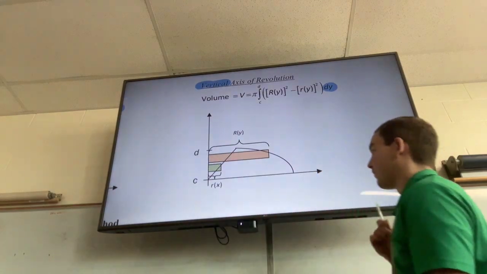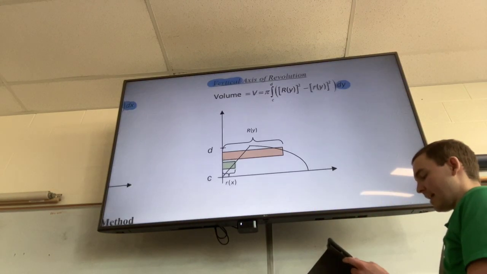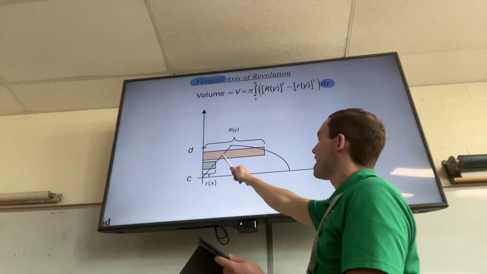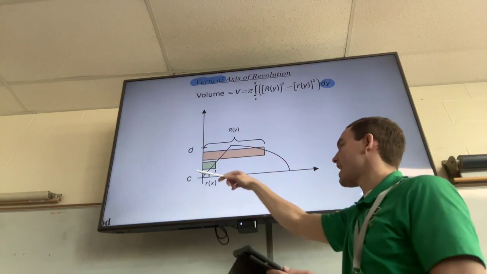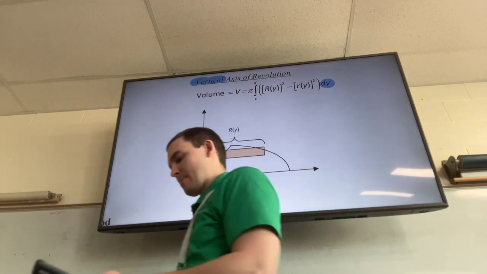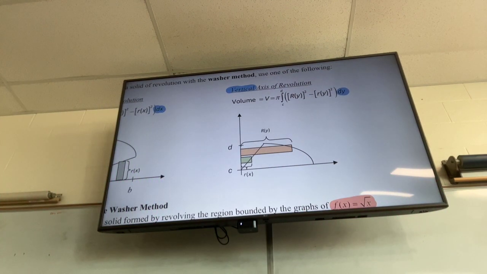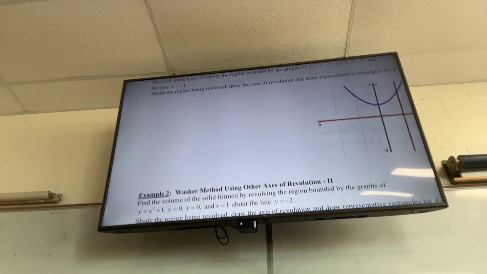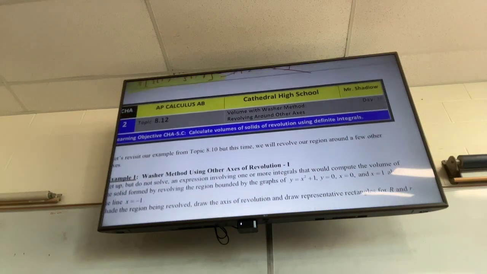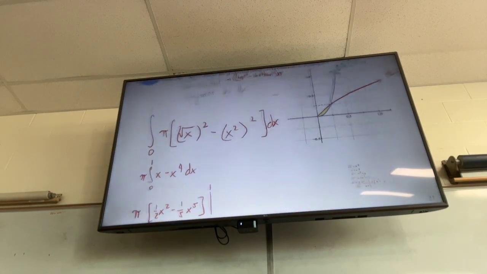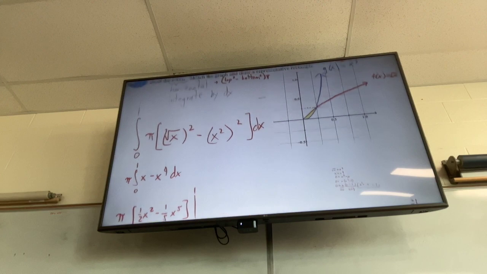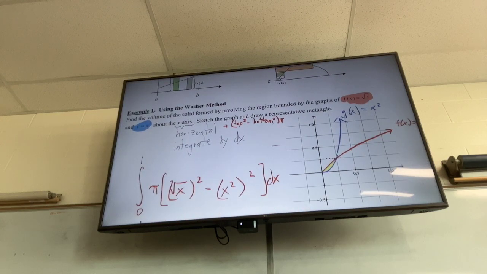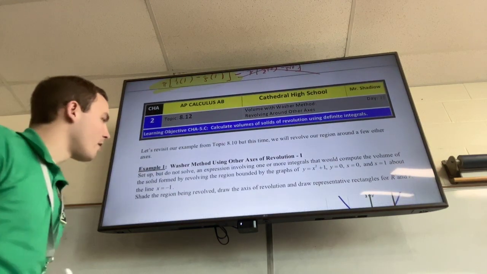When our axis of revolution was vertical, we did an integral with respect to y. We did the right function squared minus the left function squared times pi. We integrated that from the bottom to the top of the region. Vertical, you do y, bottom to top. Horizontal, you do x, left to right. That was the washer method. Now we talked about doing the washer method revolving around other axes. Up here in 8.11, the axes of revolution were just the x-axis or the y-axis. There's actually only one example problem for that, for some reason. Now we're going to do revolving around other axes.